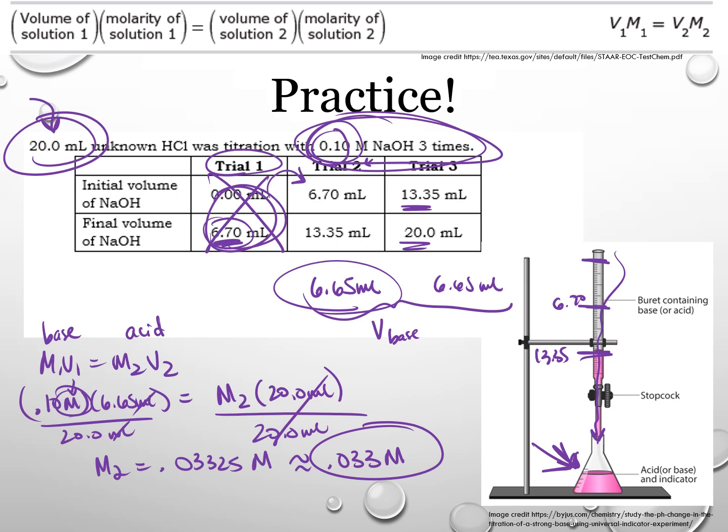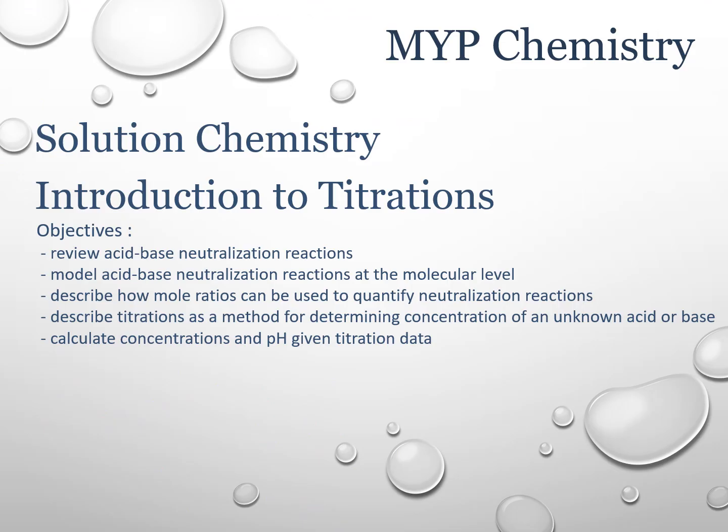To calculate the pH of that guy, we're going to do negative log of 0.033 molar. Negative log, sorry, pushed the wrong button on my calculator. 0.033 gives us 1.48 is the pH. And my friends, we did it.